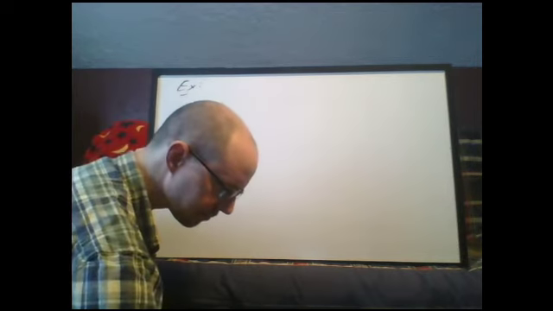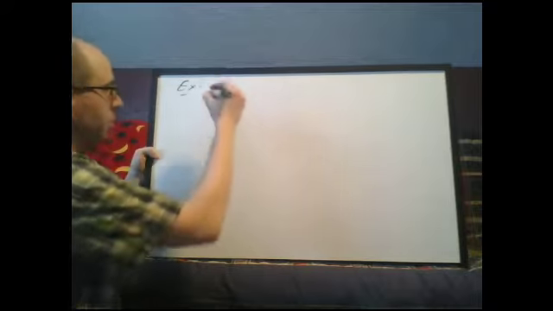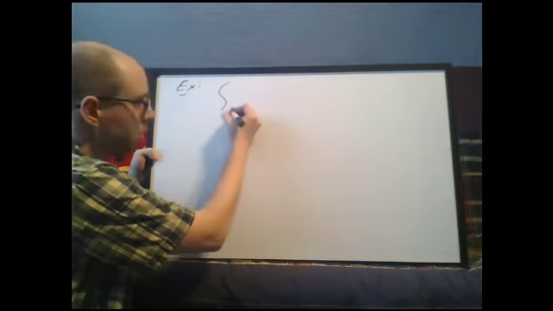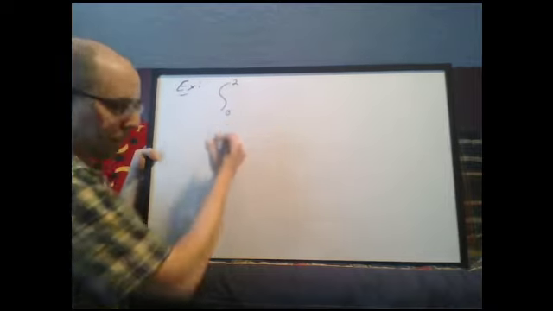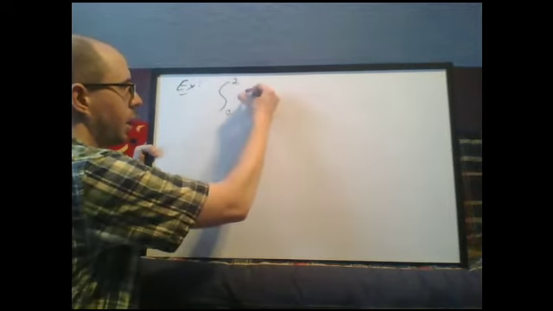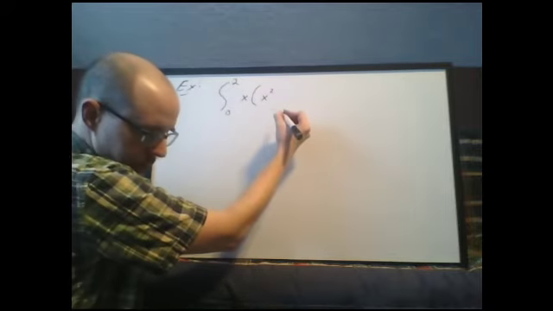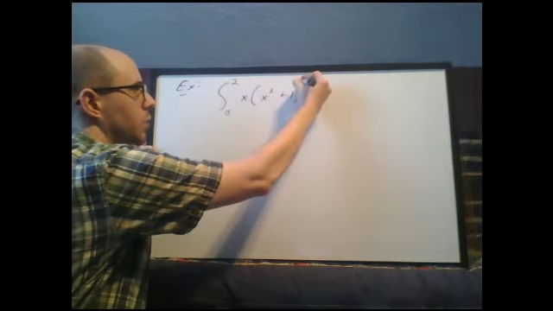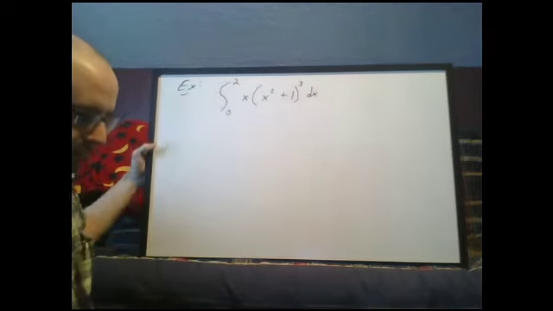The next thing I want to talk about: so far all the examples we've done have been indefinite, so they're just antiderivative problems. Now let's do some examples that are definite integrals, meaning now we have x values involved. So suppose we want to do the integral from 0 to 2 of x times (x squared plus 1) cubed dx.